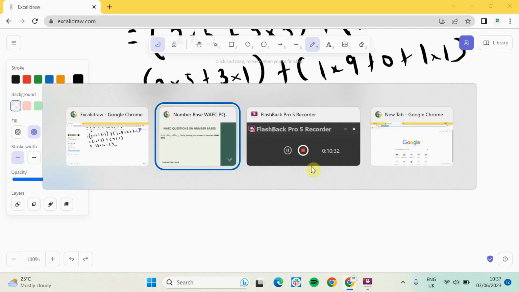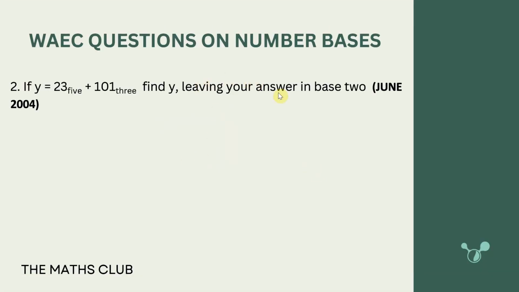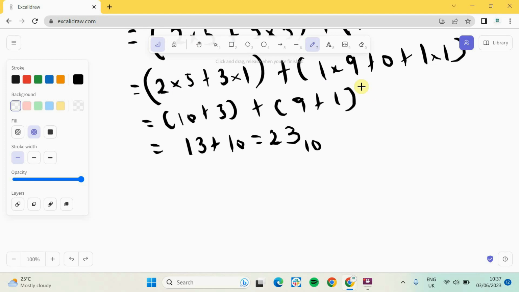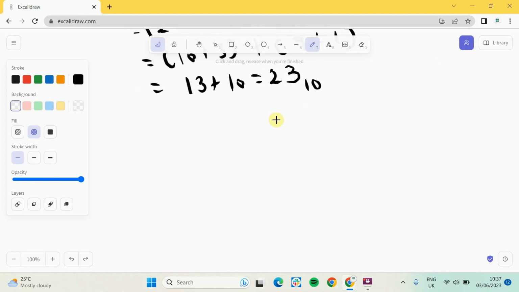But did our answer say we should leave it in base 10? No, we said leaving your answer in base what? In base 2. So we have to convert to base 2, right? So from the videos that we did about converting, we do a long division. So 23, we divide it by 2.